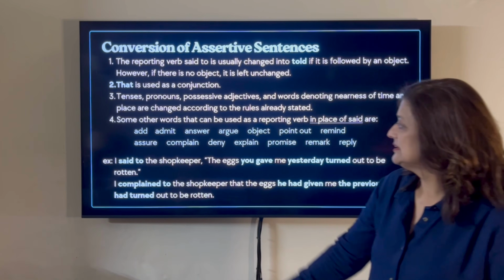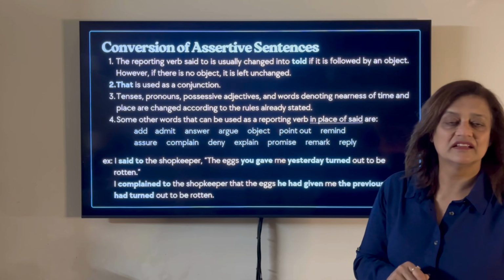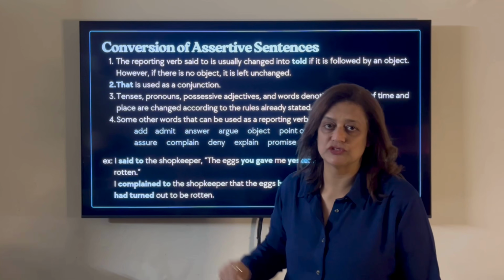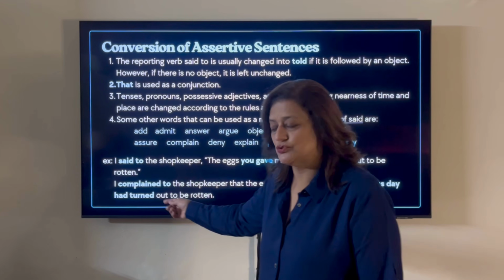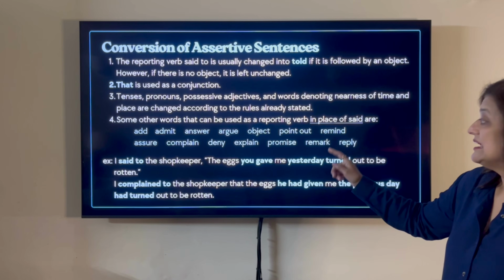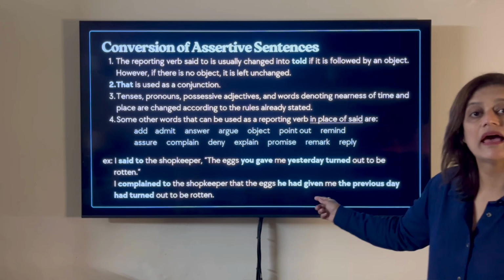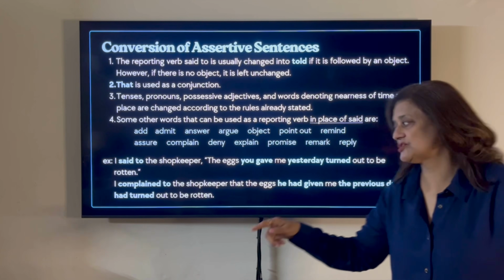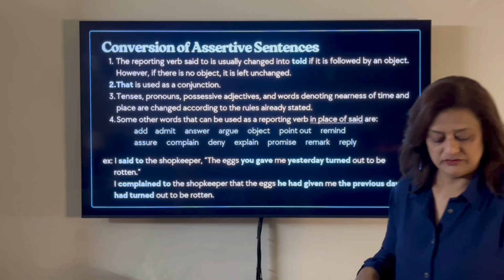Let's take an example. I said to the shopkeeper, "The eggs you gave me yesterday turned out to be rotten." It is very clear that the person is complaining to the shopkeeper. So I said to, we can change it to complained to the shopkeeper that the eggs you gave will change to he had given. Gave is second form, which has changed to had given, the third form. Me yesterday changes to the previous day. Had turned will change to had turned out to be rotten.